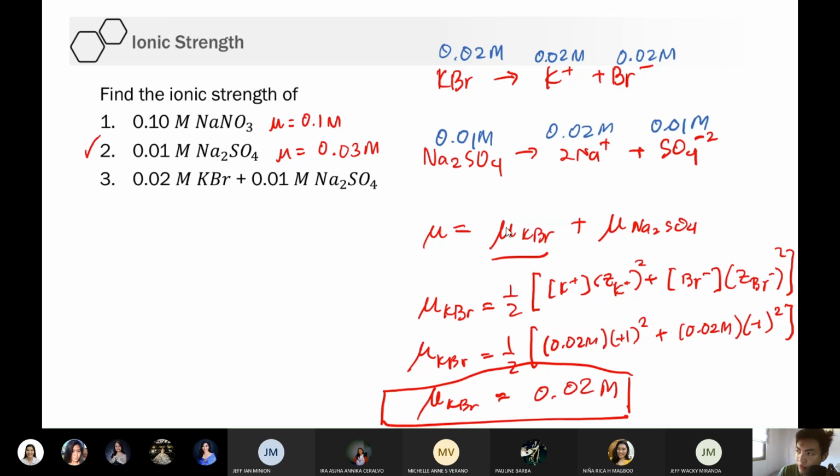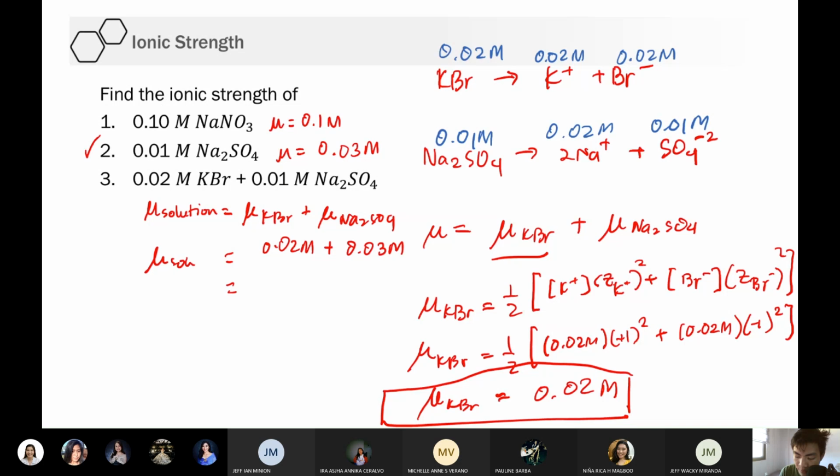And then, to solve for the overall mu of the solution, that is the sum of the ionic strength of potassium bromide and the ionic strength of sodium sulfate. The ionic strength of KBr is 0.02 molar, and for sodium sulfate, that is 0.03 molar. So overall, the ionic strength of this mixture will be 0.05 molar.